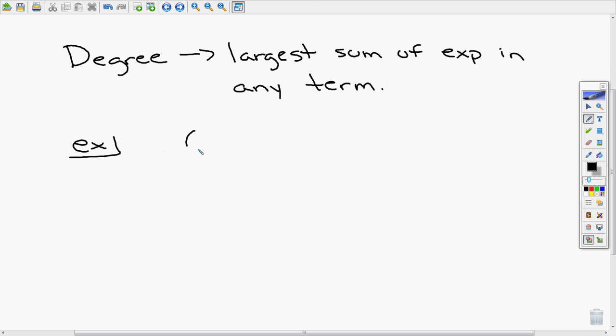So for example, 6x to the third y to the second plus 4x to the, let's say, fourth minus 8. You might be asked the question, what is the degree of this? Well, to find the degree, we take the exponents of any term. So here's a term, here's a term, and here's a term. And we look at the exponents. So we have this right here, 3 and 2. And 3 and 2, that one would be 5, would be the degree of that term.